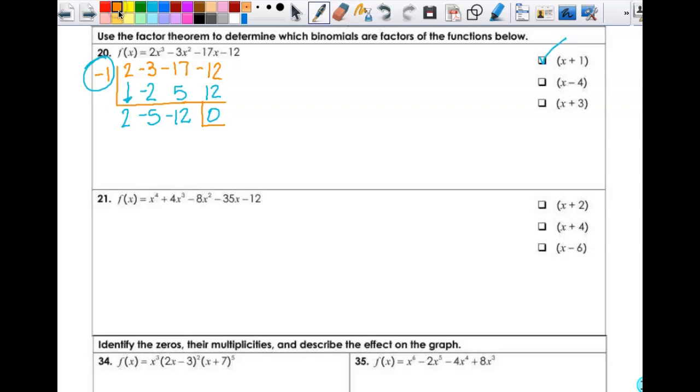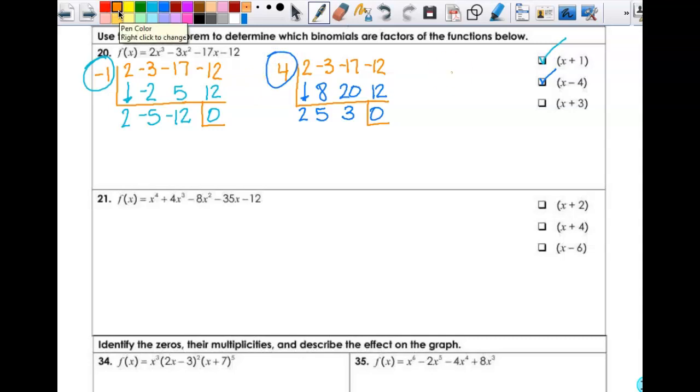So then I have the same numbers on the inside, 2, negative 3, negative 17, and negative 12. On the outside this time I'm going to have 4 to check that one. Okay, so I bring down my 2. This gives me 8, 5, 20, 3, 12, 0. So that means this one works because when I did synthetic division with 4, it was a factor.